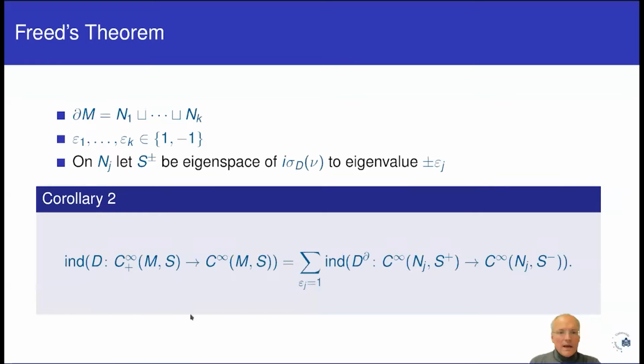Okay, and once you have the first corollary, then the second one is easy to deduce, because then you just have to check what happens if you switch the sign on one of the components, and then you get to this. So that's not hard then. Okay, so this much about the index theoretical part.